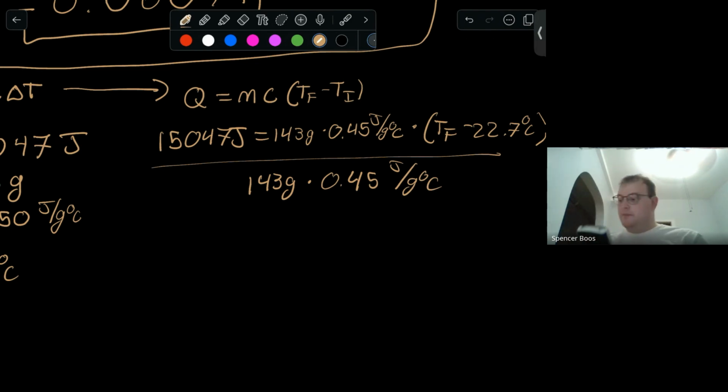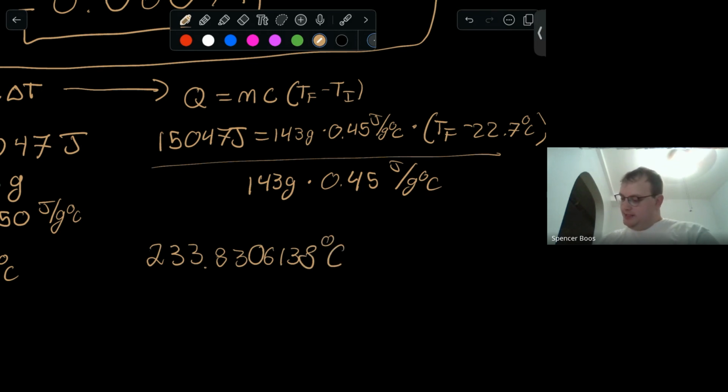And we get, using our, of course, handy dandy little calculator, the quantity of 15,047 divided by 143 times 0.45. Ooh, there's a large temperature change. Anyway, we'll run with it. We'll say the temperature change would be 233.83061338 degrees Celsius is equal to T final minus T initial.